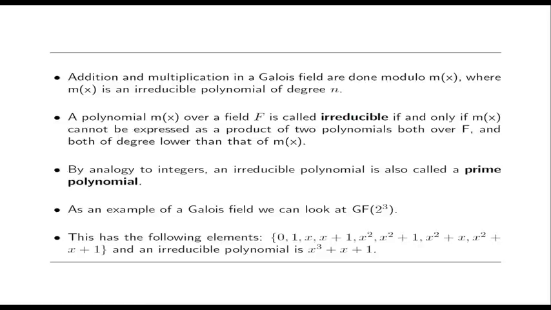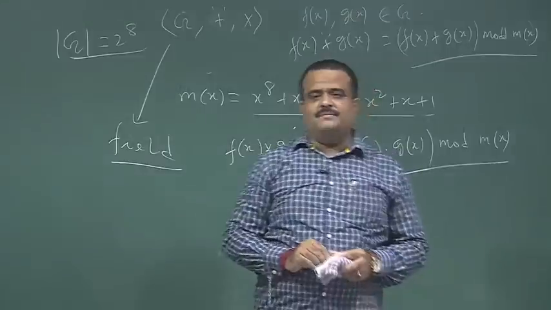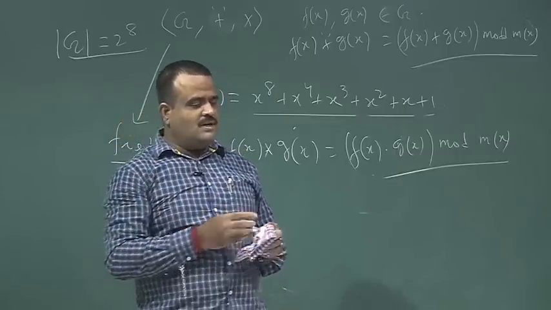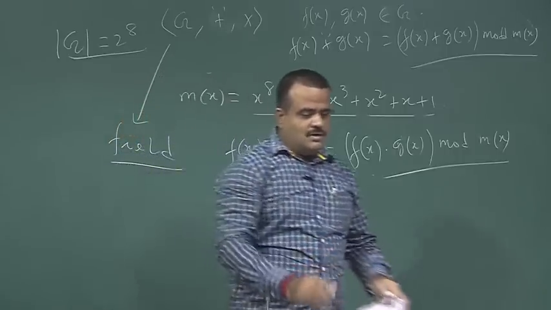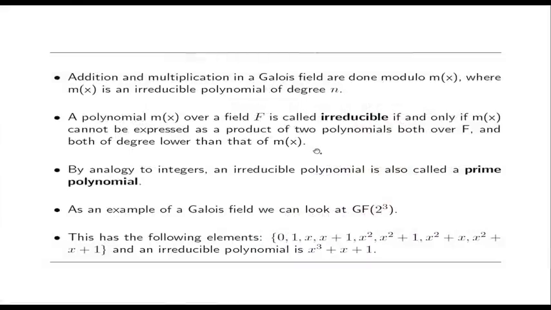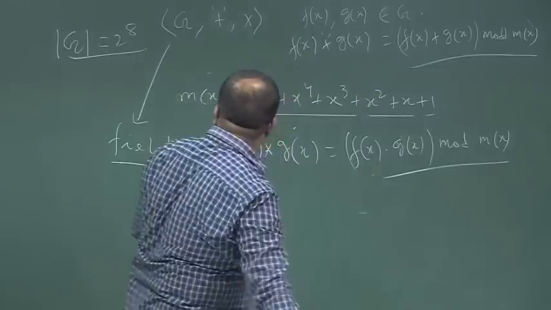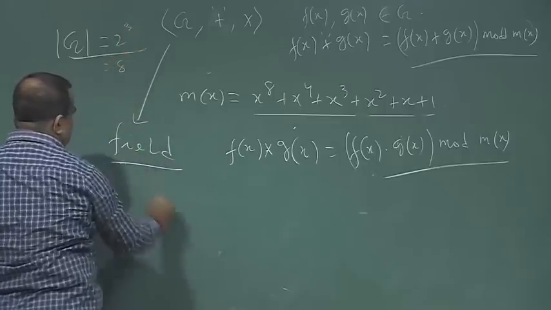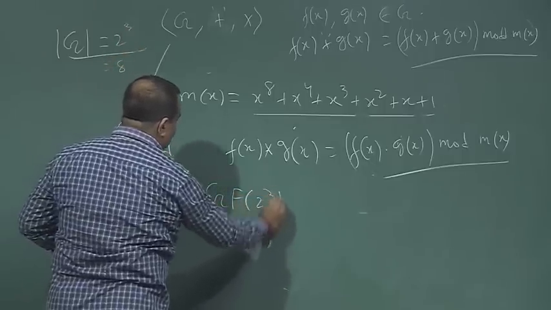In the prime number case, we know that if a number is prime, it has only two factors, 1 and itself. Similarly, m(x) has no other factor. So, this is also called a prime polynomial, not a primitive polynomial. We will define the primitive polynomial. This is the Galois field of 2 to the power 3, because that is 8. So, this is called GF 2 to the power 3.